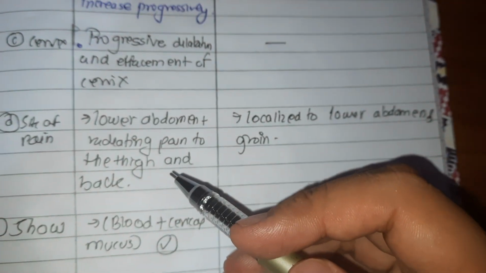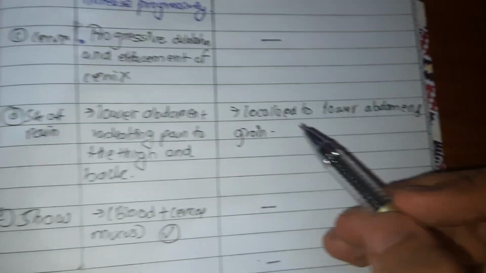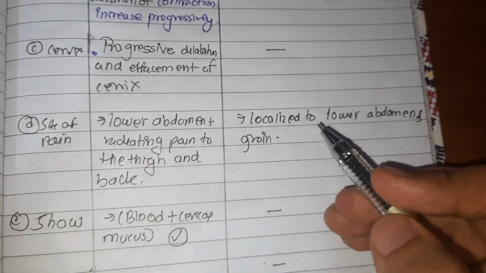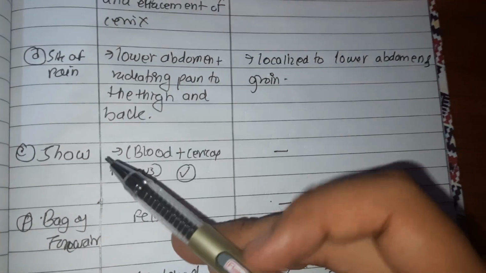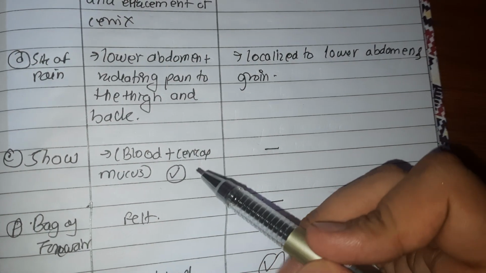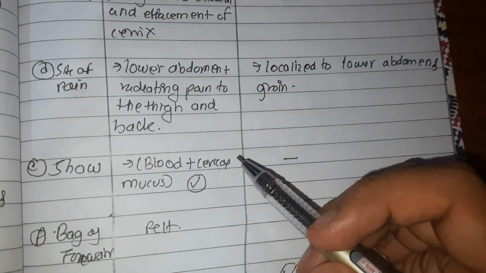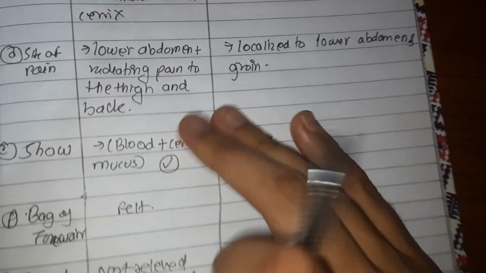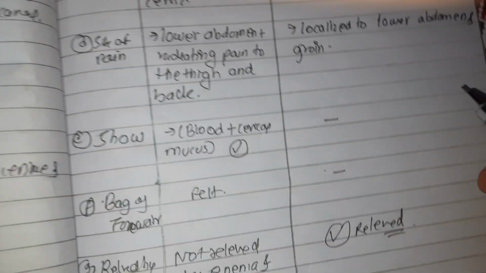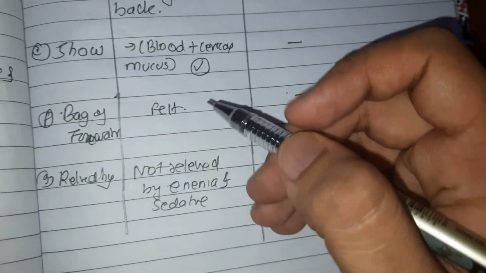The site of pain is the lower abdomen, radiating to the thigh and the back, whereas in false labor pain it is localized to the lower abdomen and groin only. There is no radiation. Show, which is blood mixed with cervical mucus, is present in true labor pain, and there is no show in false labor pain. Bag of water is felt in true labor pain, whereas no bag of water is felt in false labor pain.